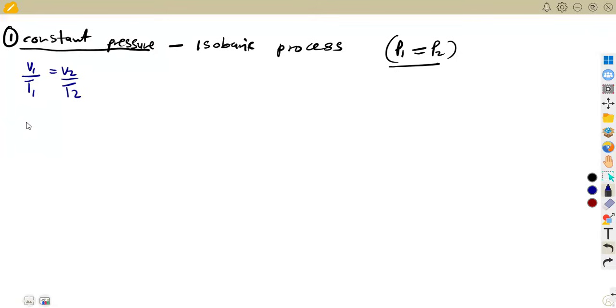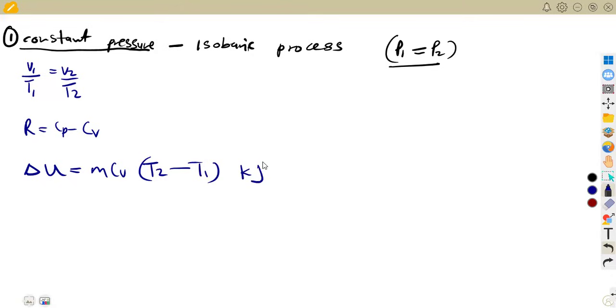Then we talked about the relationship between R and Cp, that is R is equal to Cp minus Cv. Also, we shall talk about the change in internal energy, which is given by mCv times the change in temperature, that is T2 minus T1. This is measured in kilojoules, provided that we have the mass in kilograms. So we talked about this Cv for constant volume, all right?